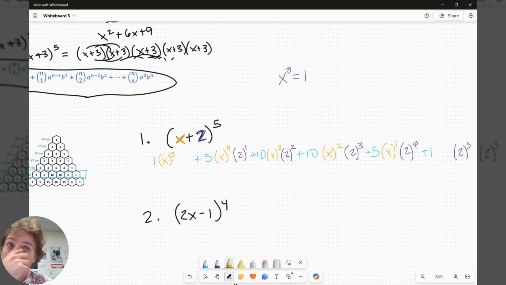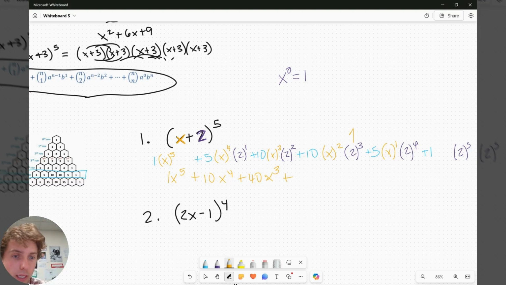Now comes the simplification. Simplify this as best as you can. I have 1 times x to the fifth. Well, that is just 1x to the fifth. The next one, I have 5 times x to the fourth times 2. Break that down best you can. 5 times 2 is 10. X to the fourth is just x to the fourth. Okay, this next one, I have 10 times 2 squared. Okay, 2 squared is 4. 4 times 10 is now 40. X to the third is x to the third.